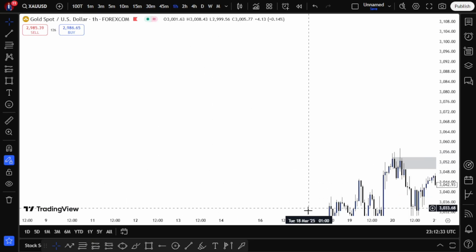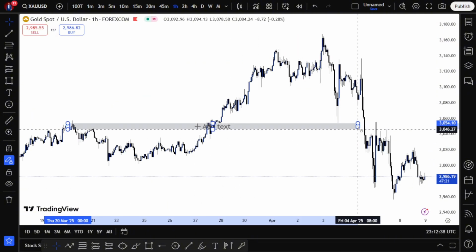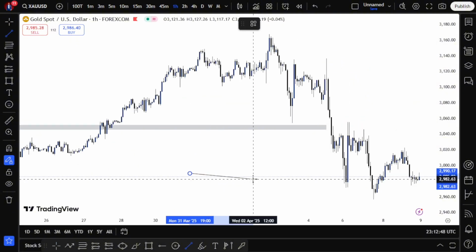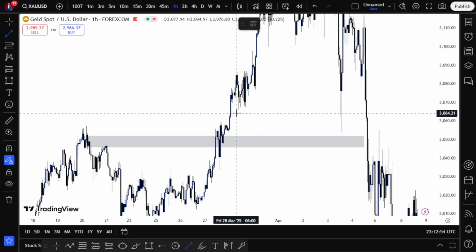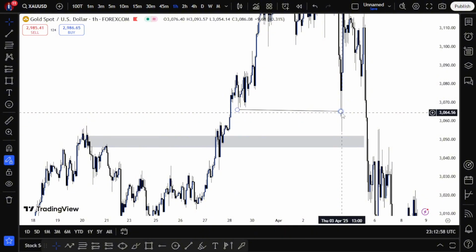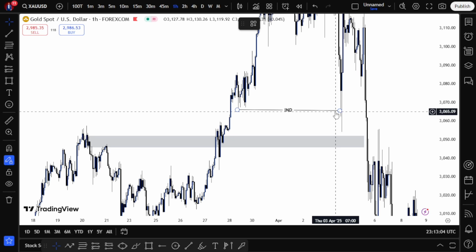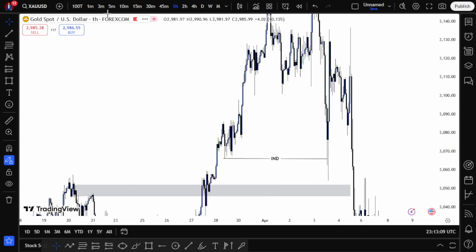I was actually waiting for the market to tap into this area, because here we have our breaker block right there, and we have our inducement area right here. I was just waiting for the market to tap into that area. It did not. If it did, I think I would have taken a buy.